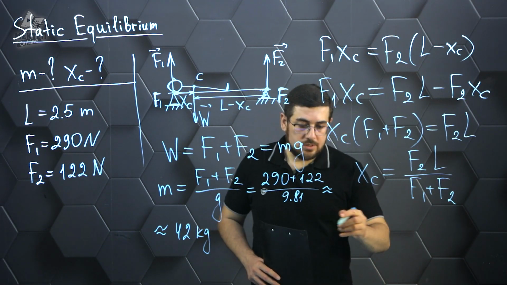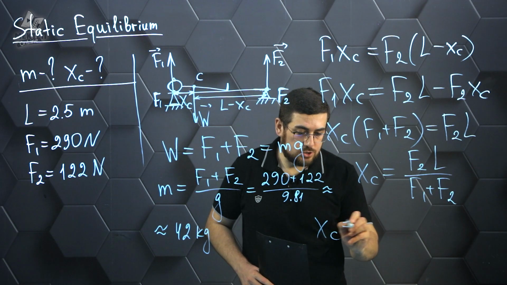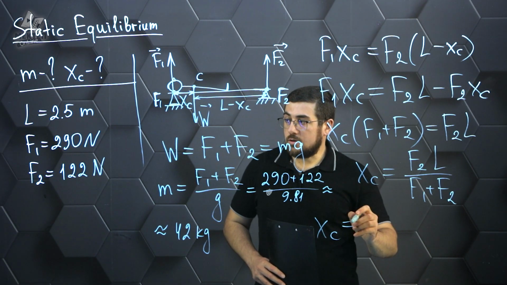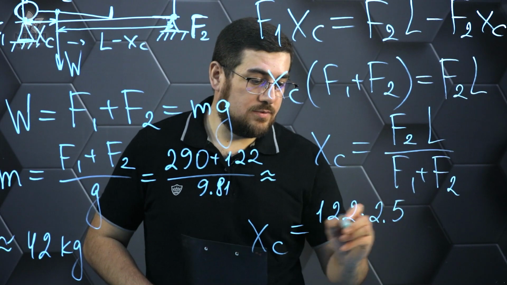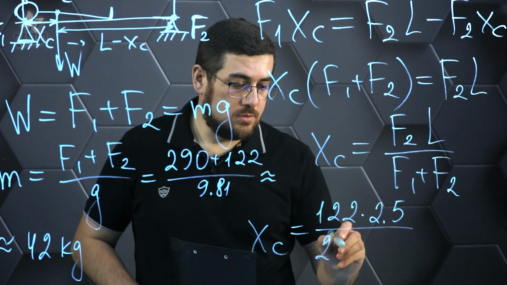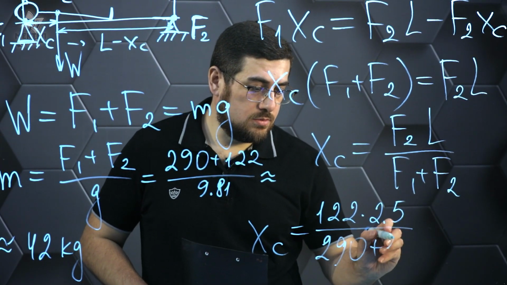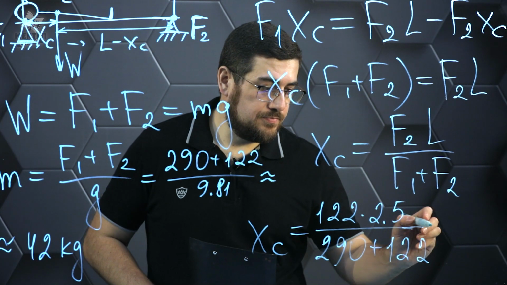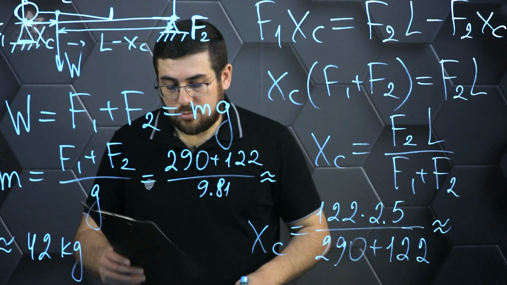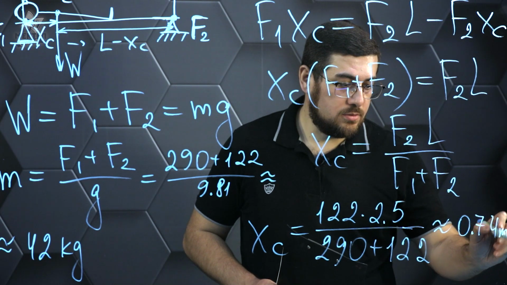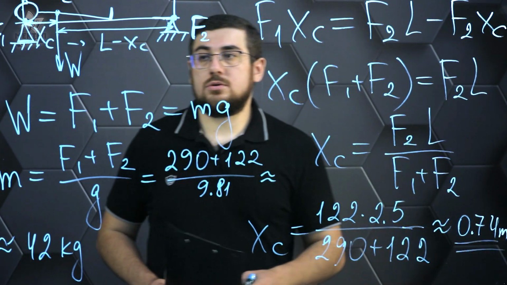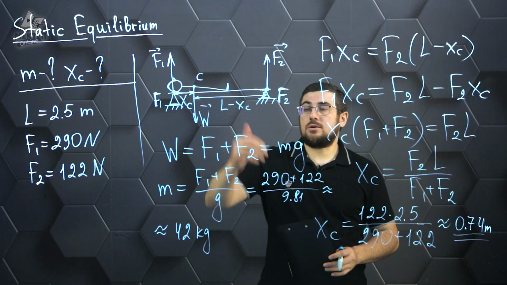So the formula is ready. All that's left is to place the numerical values. So F2 is 122 newtons, L is 2.5 meters. And here, the sum of two forces. After the calculation, we get the answer, 0.74 meters. This will be the distance to the center of mass of this person.